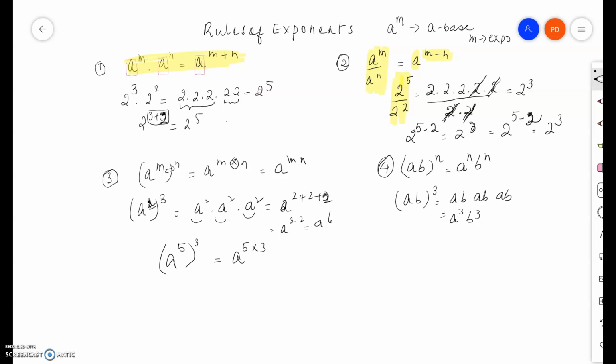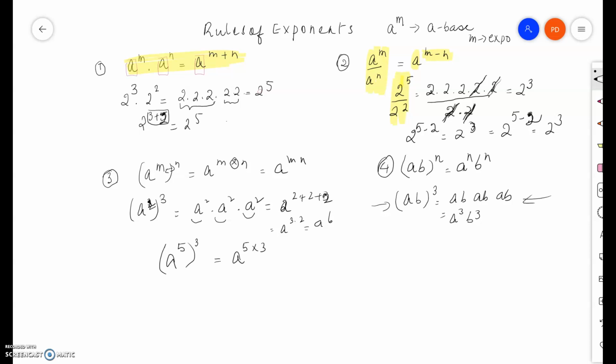Now the last rule is ab to the n is a to the n, b to the n. Let's look at an easy example here. ab the whole cubed, anything the whole cubed. A cubed is a times a times a. So ab the whole cubed is ab times ab times ab.